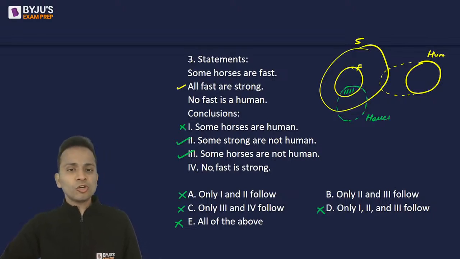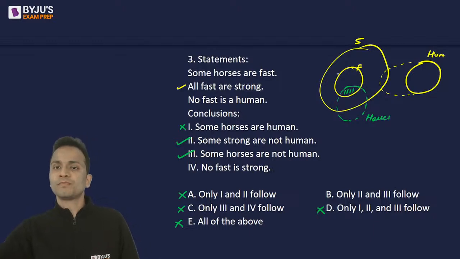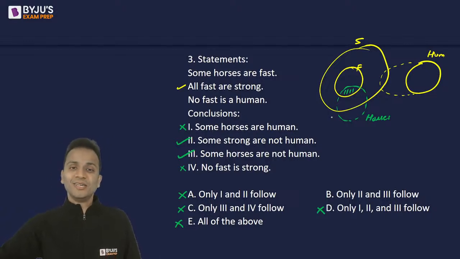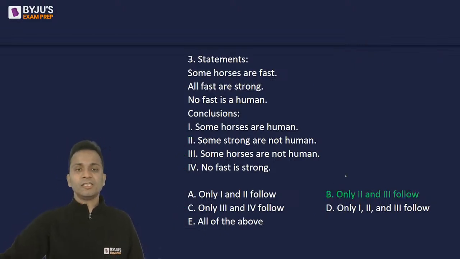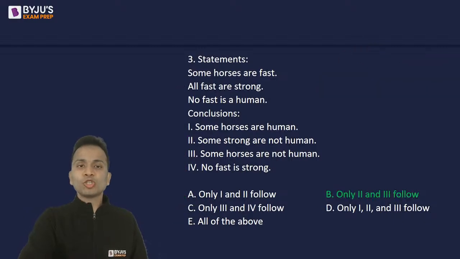Right now, last conclusion: no fast is strong. No fast is strong. So this is definitely incorrect because all fast are strong. So conclusion number 4 is incorrect. I have option B as the correct answer. All right. So that was question number 3.